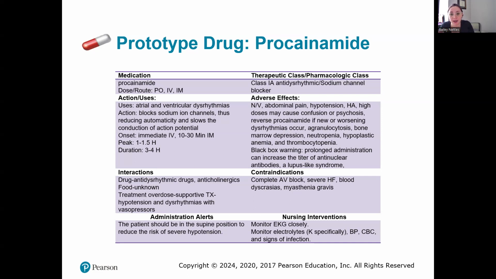Patients should be supine, not Fowler's, because we want to reduce the risk of hypotension. So this hypotension is a pretty big deal. Monitor their EKG very closely. Monitor electrolytes, potassium specifically, because if we're messing with sodium, we're messing with potassium. Monitor blood pressure, monitor their CBCs, signs and symptoms of infection, bleeding, psychosis.